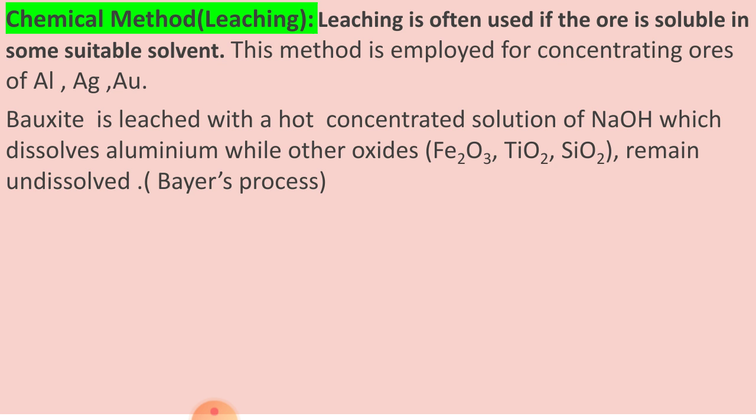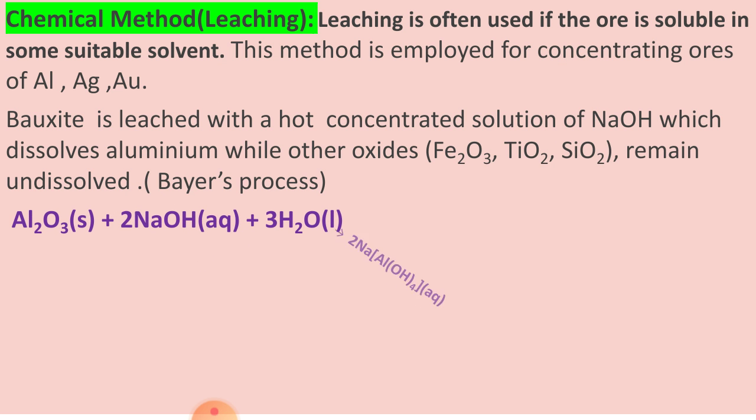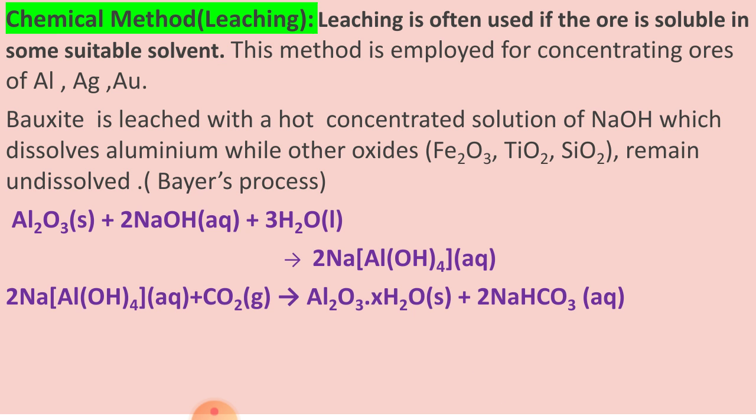In this process the following reaction takes place. Here you have to learn the reactions of leaching. Al2O3, that is impure alumina, plus 2NaOH plus 3H2O, when reacted, forms a complex, NaAl(OH)4, known as sodium aluminate. Then to the sodium aluminate you have to pass CO2 gas, which neutralizes the solution of sodium aluminate and forms hydrated alumina, or you can say hydrated aluminum oxide, Al2O3.xH2O, plus 2NaHCO3.